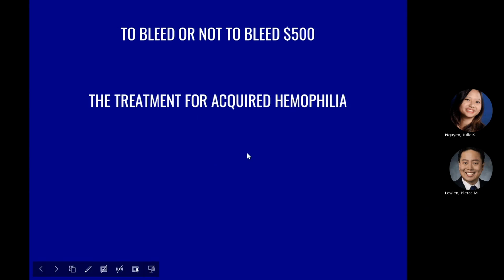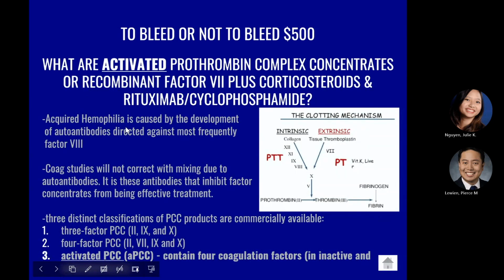So how would we treat that bleeding patient? This is hard. I didn't know this, so I learned this. Acquired hemophilia, like Dr. Shanar mentioned, is basically when you develop the autoantibodies against those clotting factors, most commonly factor 8 in our patient population. To treat that, we usually either do the activated PCC complex concentrates or a recombinant factor 7 plus steroids, and we could do Rituxan and cyclophosphamide as well.